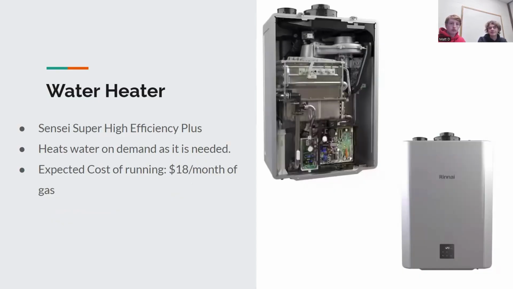The next system is the water heater. The water heater that we have chosen is an inline water heater, and as such can heat water on demand as it is needed. This water heater specifically can heat 11 gallons per minute, which we believe to be more than will ever be used within the cottage. This is a propane or natural gas water heater, and the expected cost of running based on the cost of natural gas is roughly $18 a month.